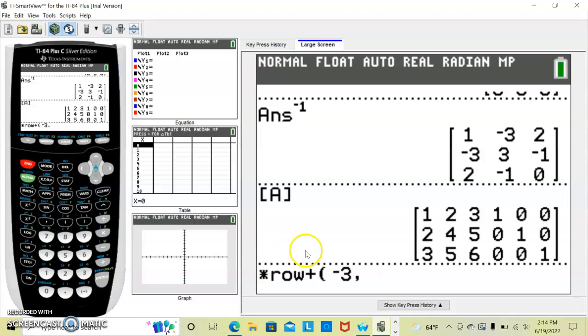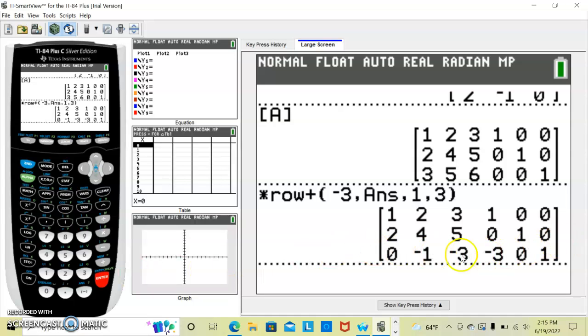You could call up the matrix A, or as we go through this, it's going to be much easier to call up the previous answer. So I'm just going to hit second and then the minus key to get answer. And all of this command is separated by commas. So multiplying -3 by the last matrix that we called up, I'm going to do row 1 and then add it to row 3.